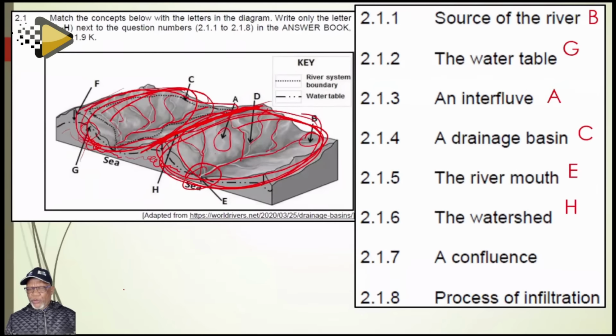Then we have a confluence. What is a confluence? Confluence is at number D. This is our D. A confluence is where two streams join. It can be a mainstream and a tributary, a tributary joining the mainstream, or it can be where two tributaries are joining each other. So long as the streams are joining, that point is called a confluence.